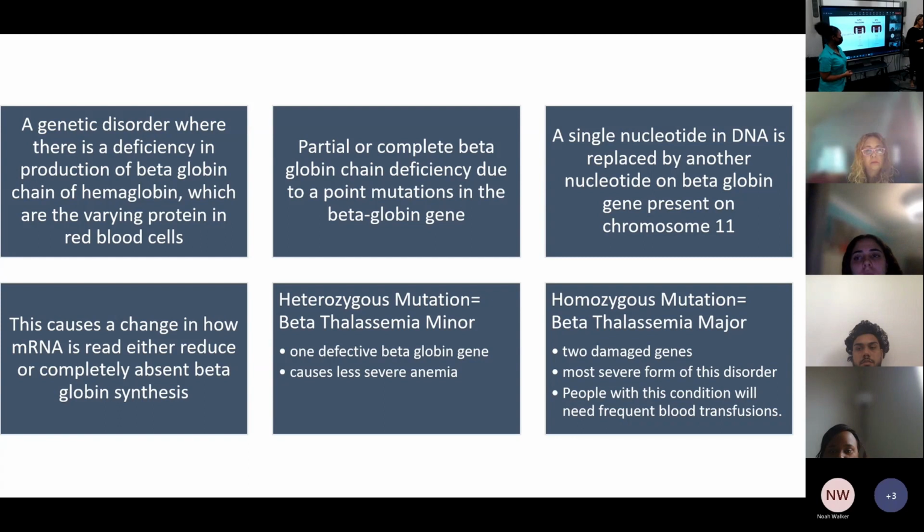This is when one defective beta globin gene is present, and this will cause less severe anemia. But it can also cause a homozygous mutation, which is beta thalassemia major. This is when two genes are damaged, and this is the most severe type of thalassemia. People with this condition will need frequent blood transfusions.